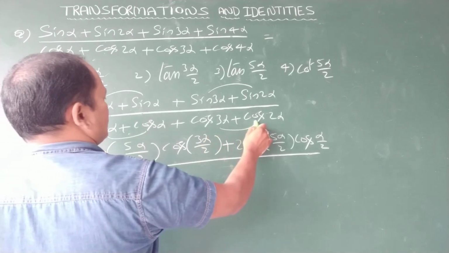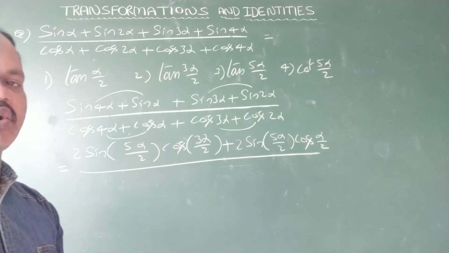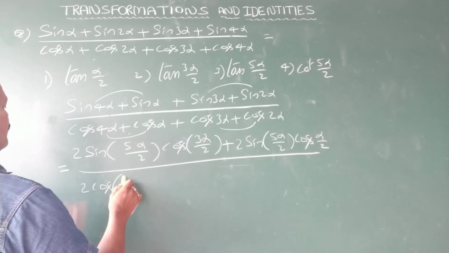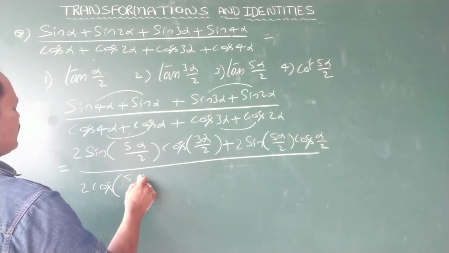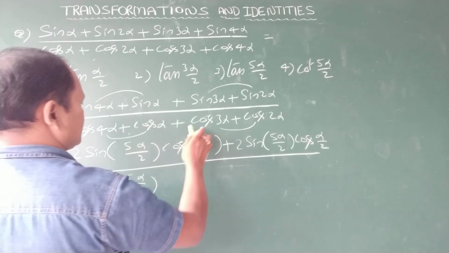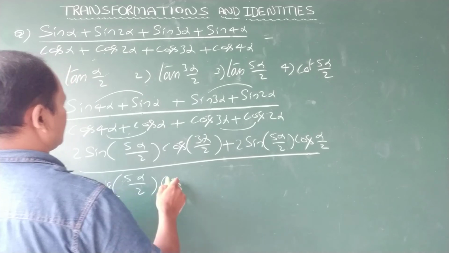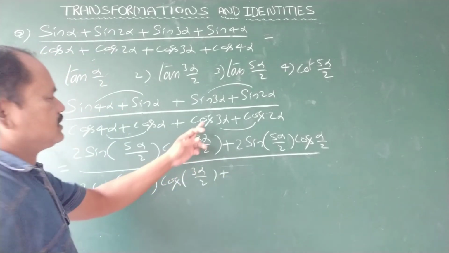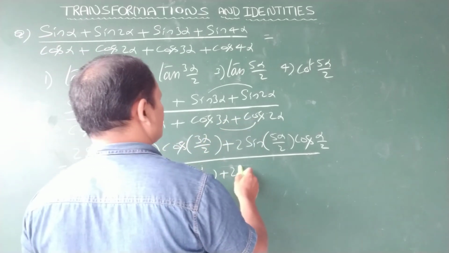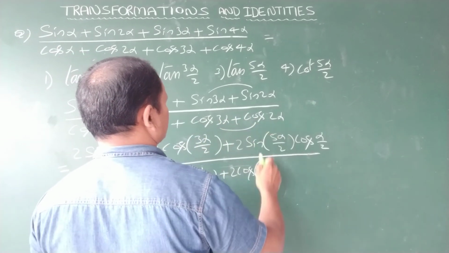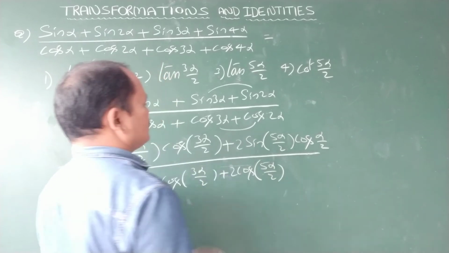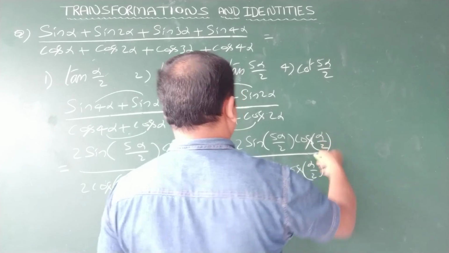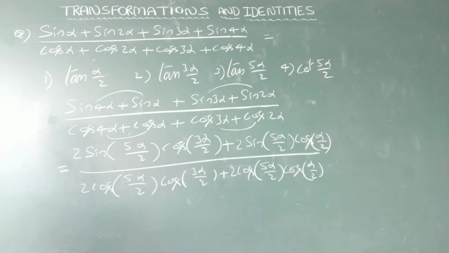Now in the denominator, for these two we apply the same formula, cos c plus cos d. So that is 2 cos of (4 alpha plus alpha)/2, that is 5 alpha by 2, and here it is cos of (4 alpha minus alpha)/2, that is 3 alpha by 2. Plus here also the same, 2 cos of (3 alpha plus 2 alpha)/2, that is 5 alpha by 2, into cos alpha by 2. Okay.